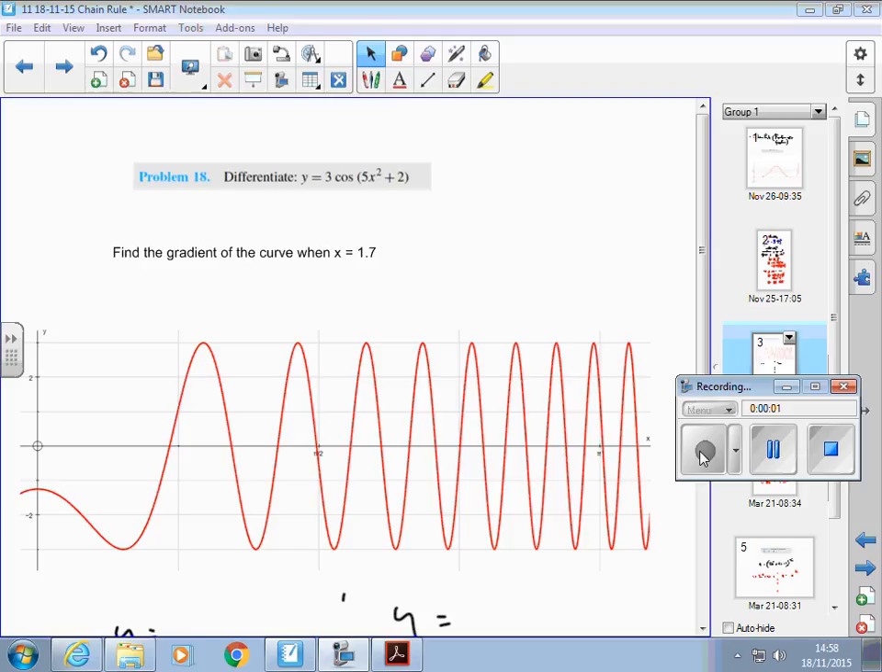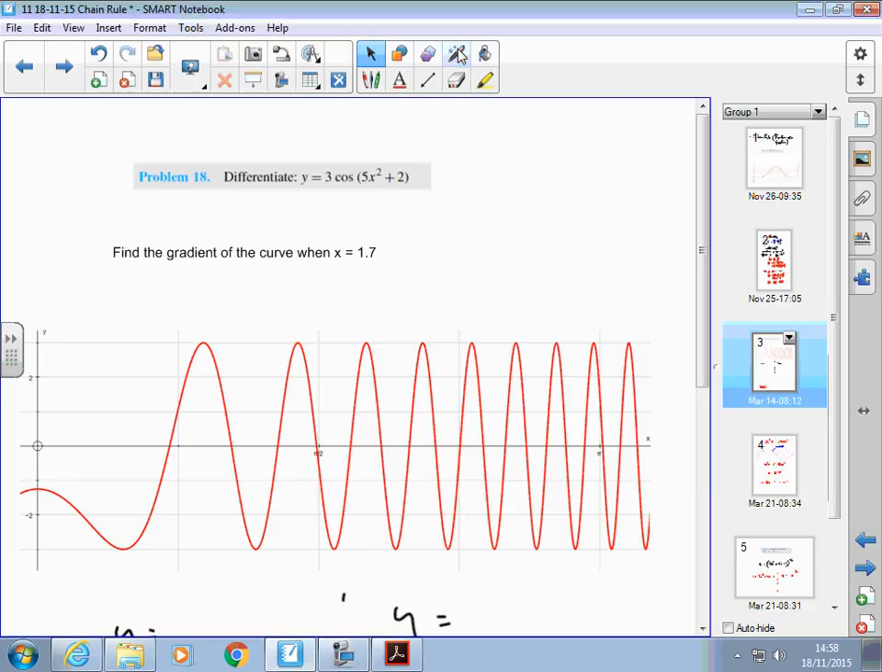Example of the chain rule. I want to look at one or two of these, so I'm going to put each one up as a separate example, because the difficult bit is the first bit, really, deciding what to call u. Let's have a look at this.